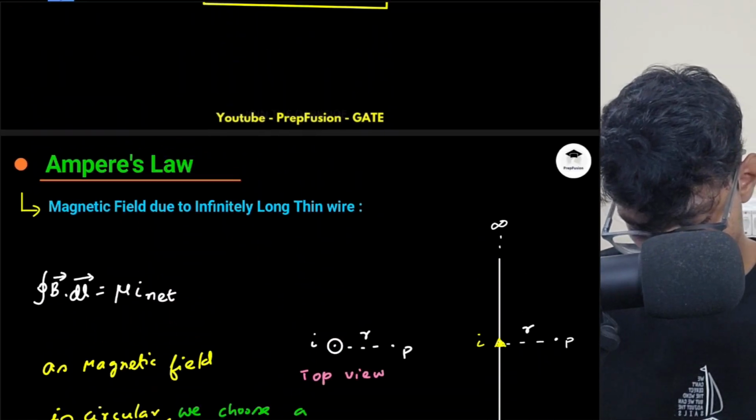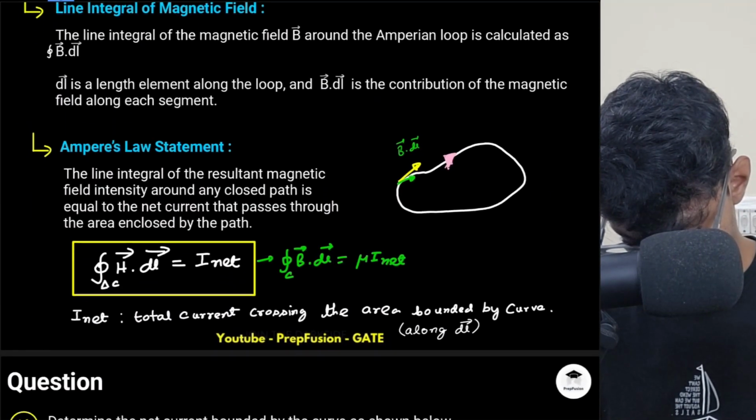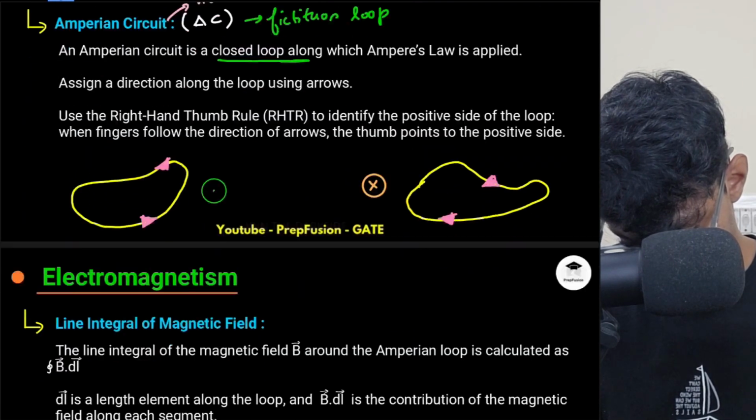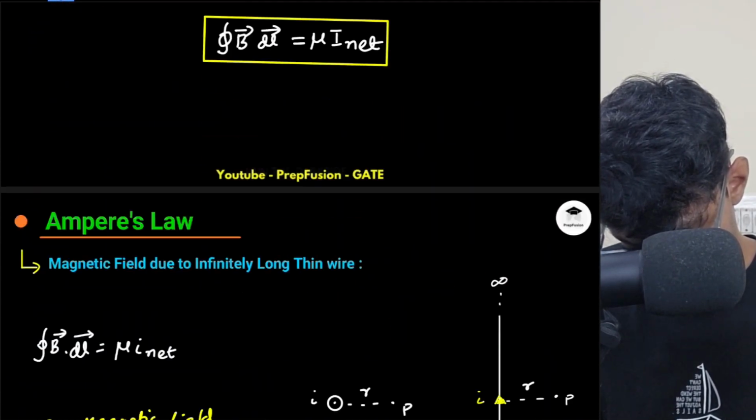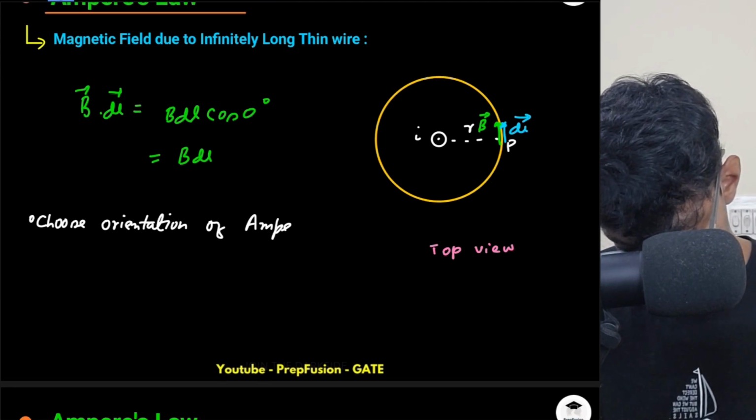Just hold on, why did it go on this one? I was just thinking something else here. Yeah, okay, so the brightness is sometimes going up. Amperian loop, just hold on.